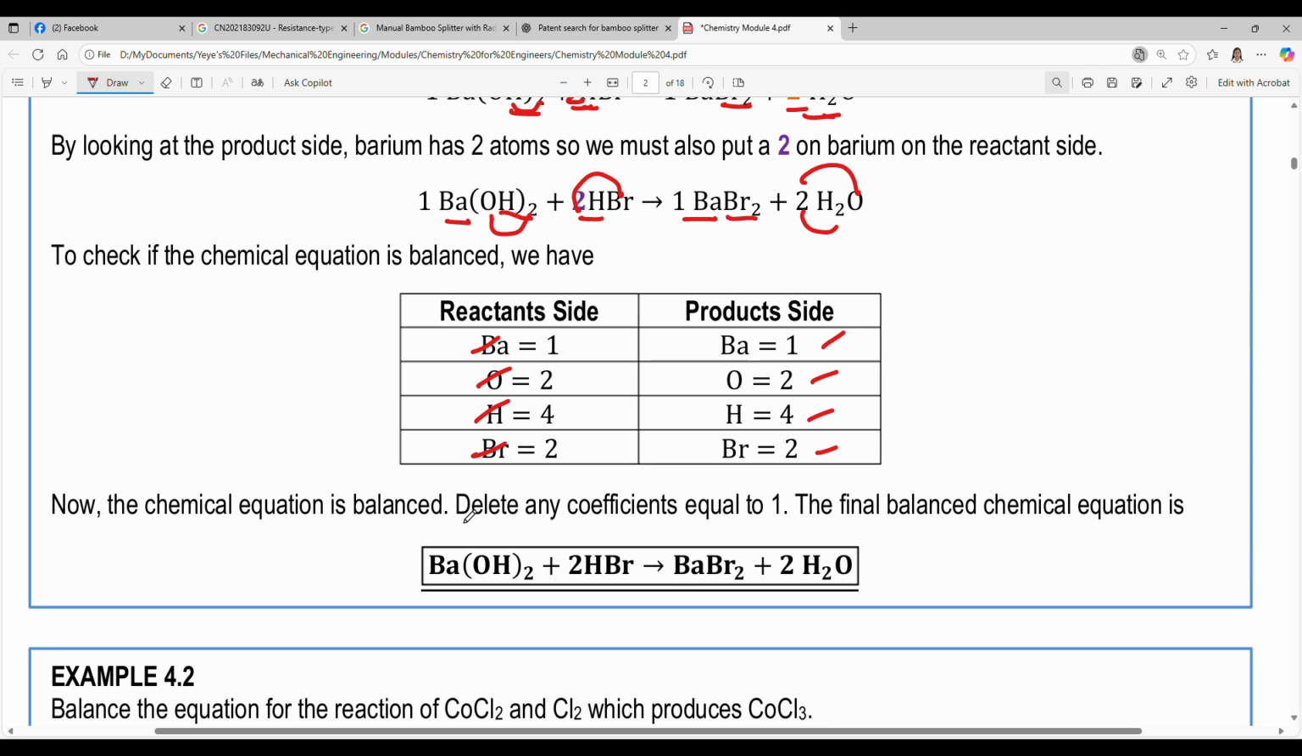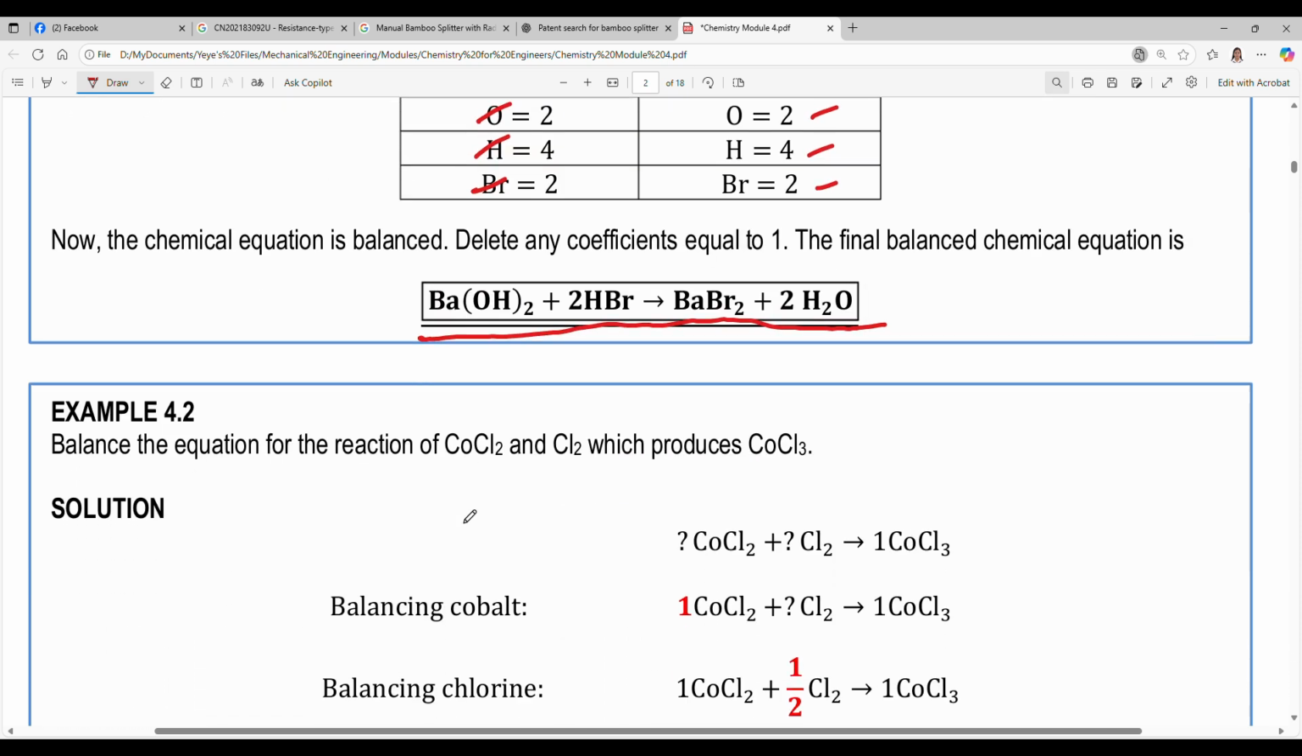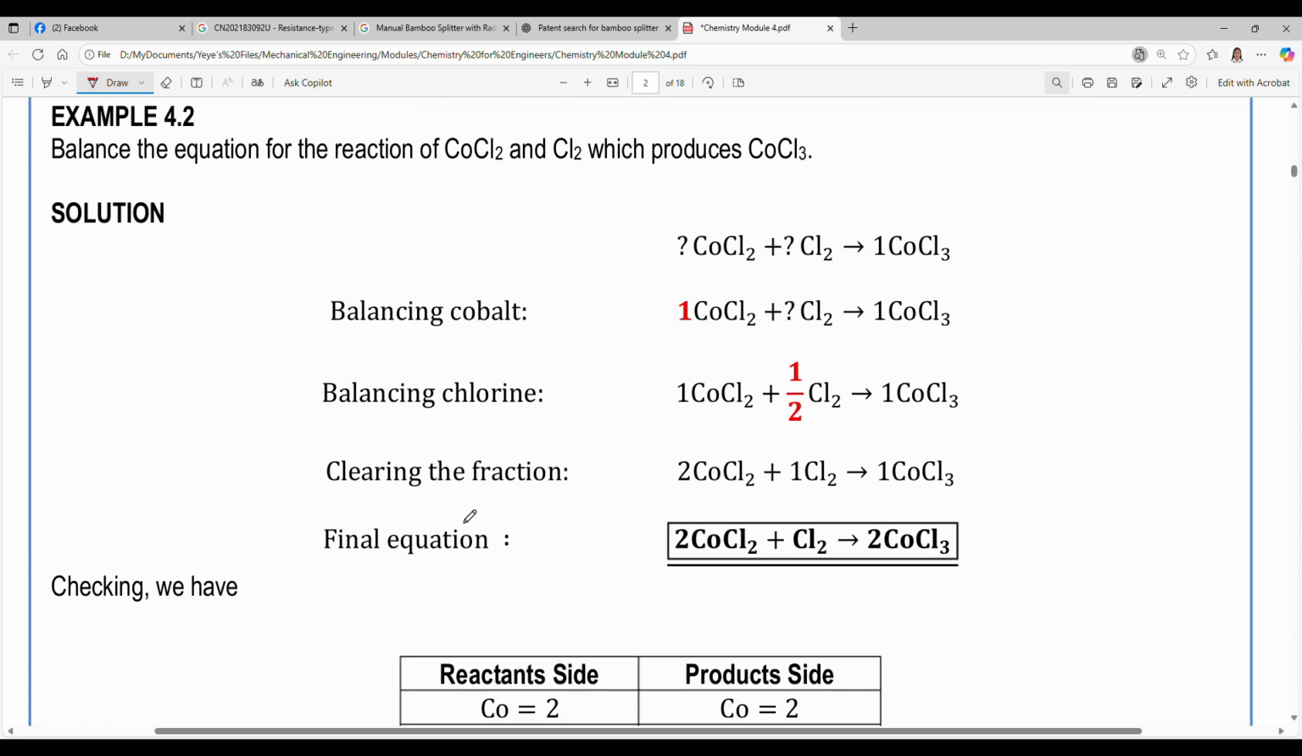Delete any coefficients equal to 1. So the final balanced chemical equation is this one. Again, if your coefficient is 1, there is no need to write that coefficient. Okay, it is understood that there is a 1 there. So we have this one. This is our final chemical equation that is already balanced. Okay, let's have another example.